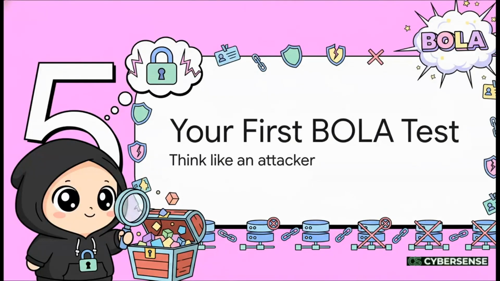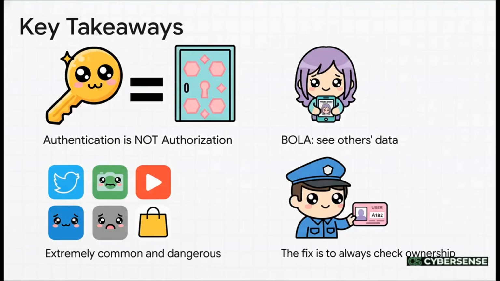Whew, we've covered a ton of ground, haven't we? From the basic concept to the real-world disasters and, most importantly, the fixes. Now it's time to put it all together and really start thinking like an attacker. So, what are the big things to walk away with? First, and I can't say this enough, authentication is not authorization. Just because a server knows who you are, it doesn't mean it should show you everything. BOLA, in the simplest terms, just means you're logged in, but you can see other people's stuff. It is shockingly common, and the fundamental fix is always check for ownership before you give out any data.